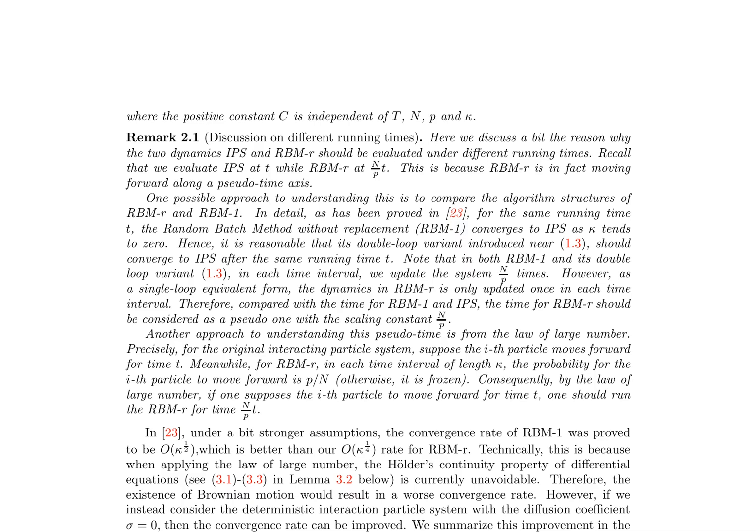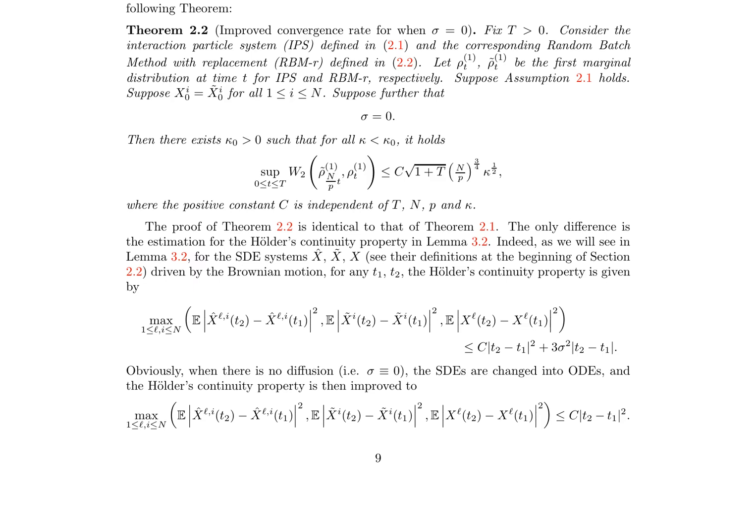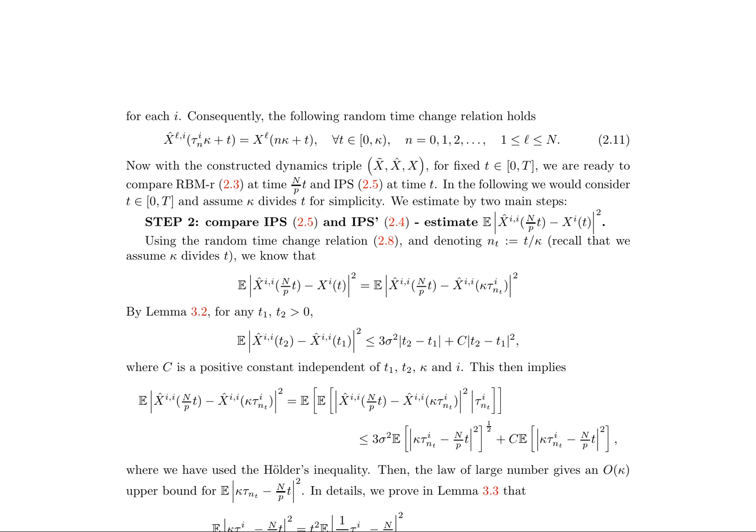To prove the main result, the authors introduce an intermediate dynamics, IPS, which consists of n copies of IPS after a random time change. They define a triple of dynamics with the same initial state, and couple the Brownian motions to establish a synchronous coupling between RBM-r and IPS. This allows for the estimation of W2(ρ₁^{n,p}(t), ρ₁(t)), the Wasserstein-2 distance between the first marginal distributions at time t for RBM-r and IPS. The proof involves applying the law of large numbers and the Hölder continuity property of the SDEs, which are essential for establishing the convergence rate.